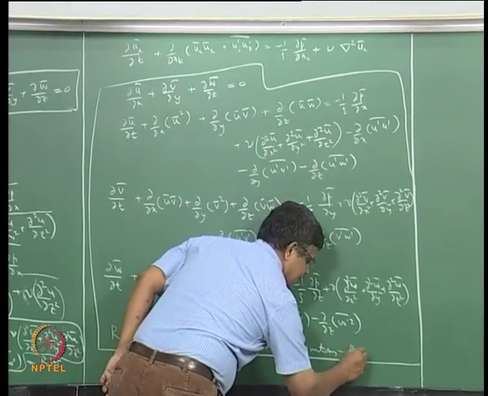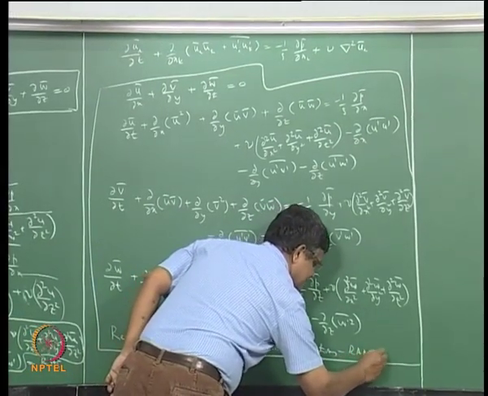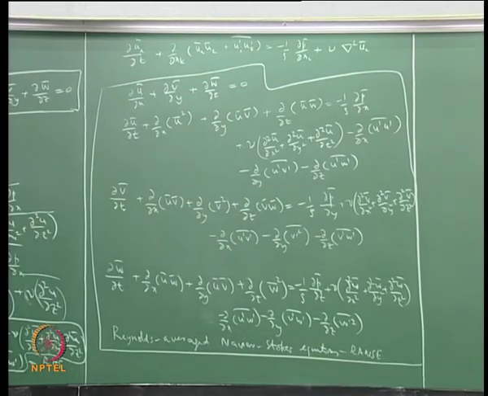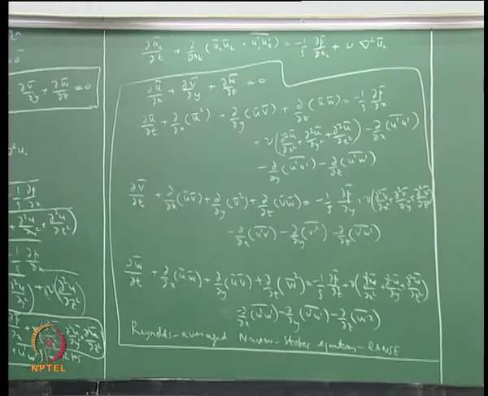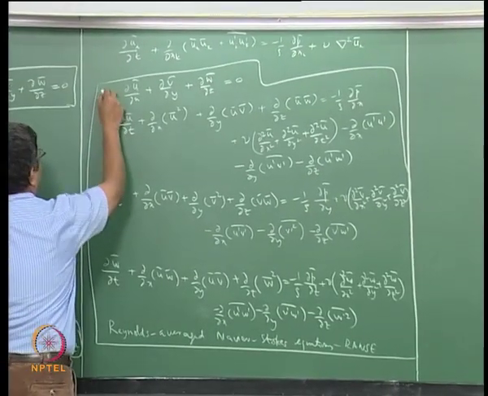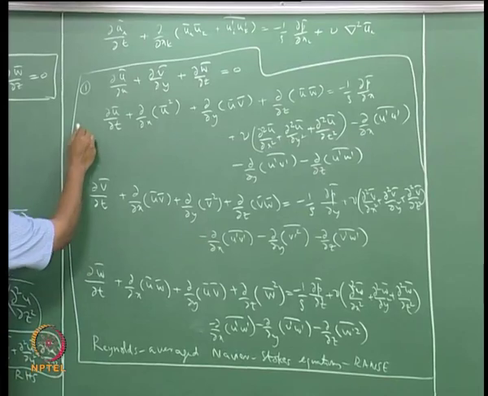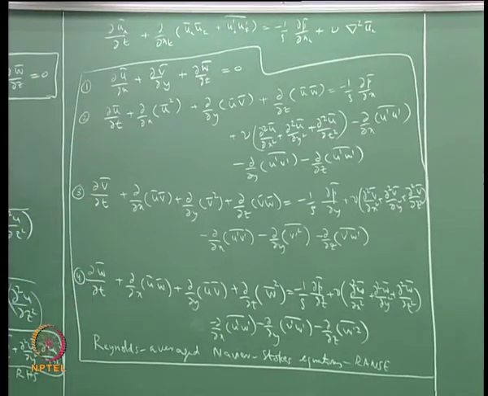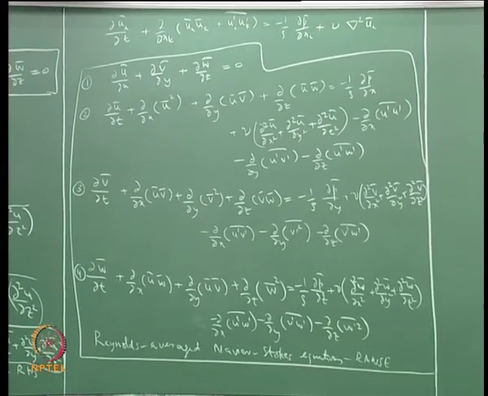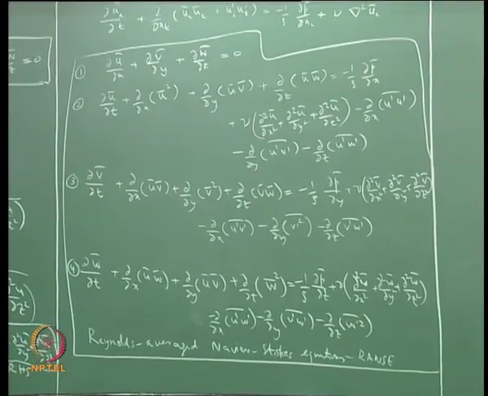Usually referred to as RANS type of things. And how many equations are there? We had 4 equations, and we have 4 time average forms of these equations.